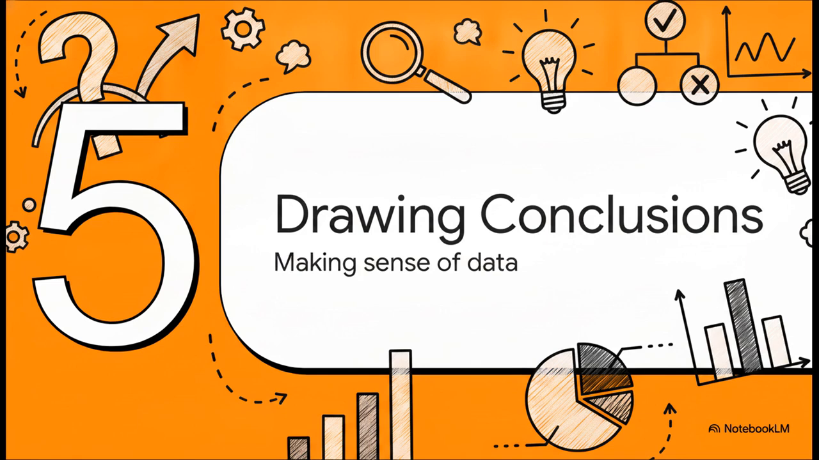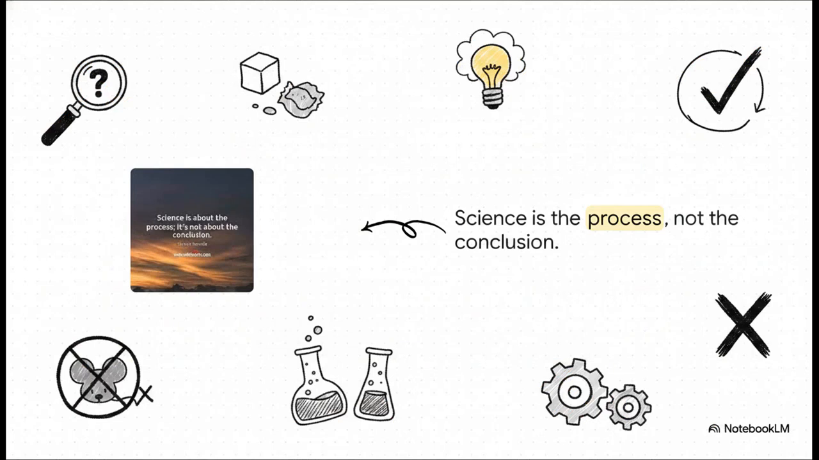And finally, Section 5, drawing meaningful conclusions. Let's make sense of all that data. You've got your numbers and your observations, but numbers alone aren't an answer. You have to look at the results and make a definitive decision. Was your initial educated guess correct, incorrect, or inconclusive? As Stephen Novella brilliantly points out, science is about the process. It's not about the conclusion.